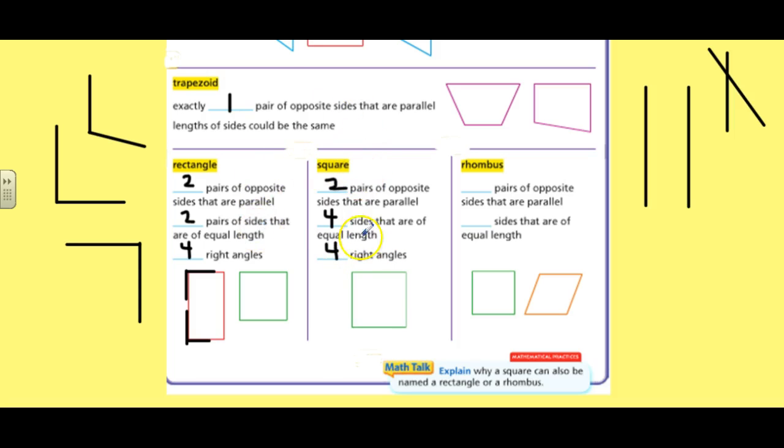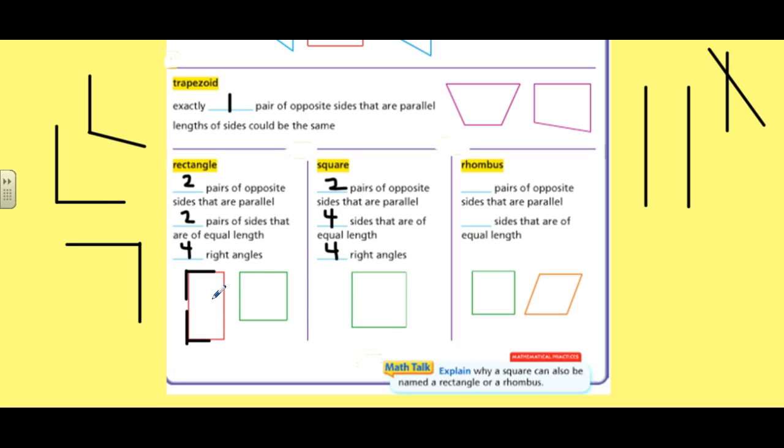So I want you to take a look at this. A square can be a rectangle, but a rectangle cannot be a square. A square can be a rectangle because it has 2 pairs of opposite sides that are parallel. A square also has 2 pairs of sides that are of equal lengths. I know that it has all sides that are of equal lengths, but that's the same thing as saying that the opposite sides are of equal lengths. And a square also has 4 right angles. So that's why you can also name a square a rectangle.